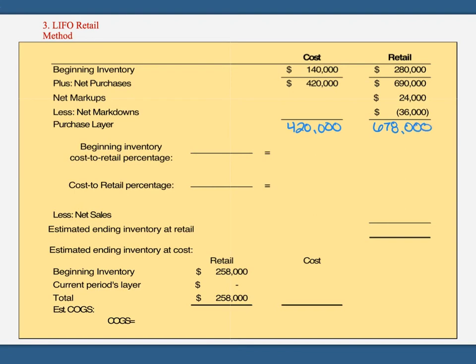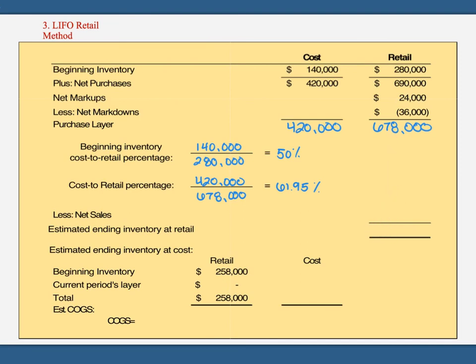Okay, let's go ahead and start solving our ratios. The first one we have is beginning inventory cost to retail percentage. That's simply taking your cost beginning inventory, dividing it by your retail beginning inventory. So that's $140,000 divided by $280,000, and that's going to give you 50%. For the cost to retail percentage, you use your purchase layers. So that's going to be the $420,000 divided by the $678,000. We plug those in. And for the cost to retail percentage, we're going to get 61.95%.